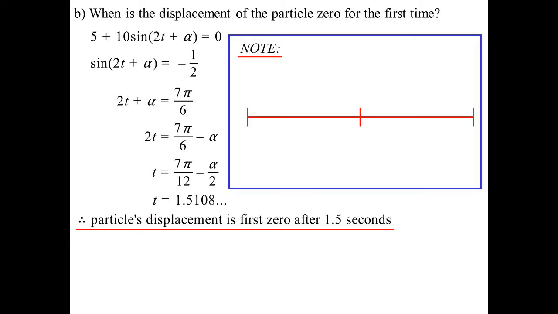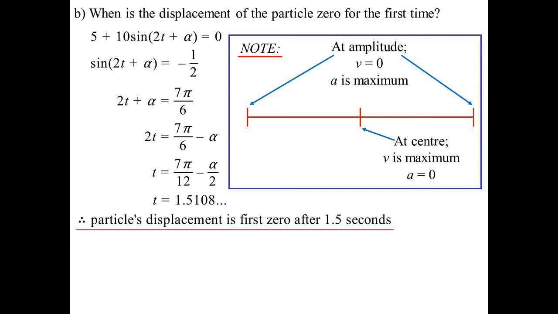We know that at the amplitude, velocity is 0, and acceleration is a maximum. So, back to your question. Your question was, can we just say acceleration is a maximum at the amplitude? Yes. That's a feature of simple harmonic motion. Once we've shown it's simple harmonic motion, yes, we can talk about all those features. And at the centre, that's where velocity will be a maximum and acceleration will be 0.